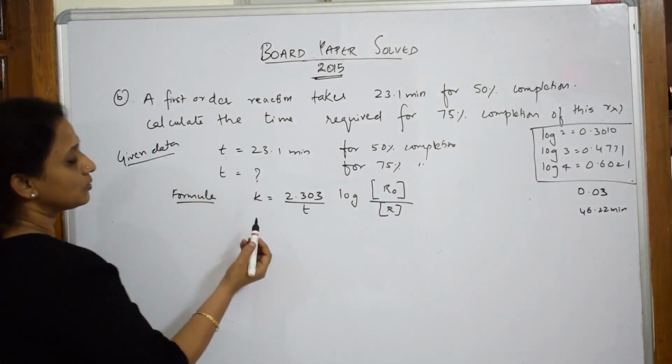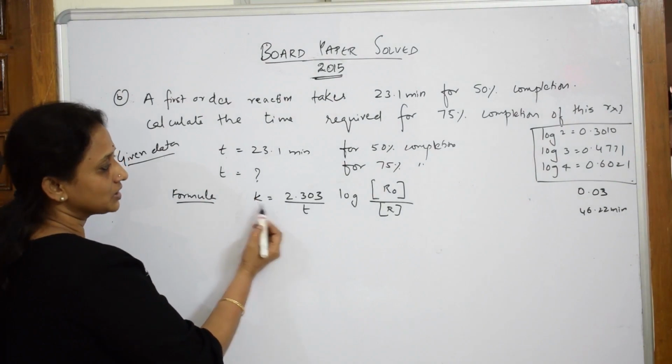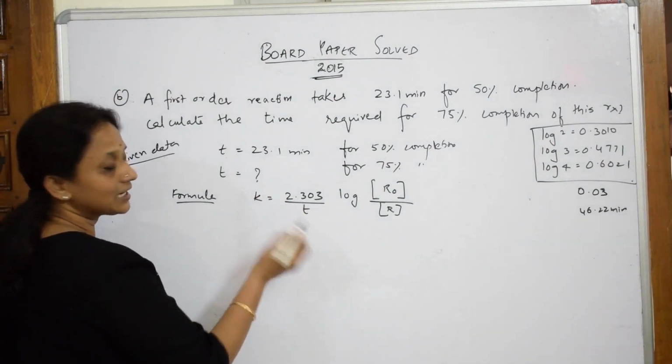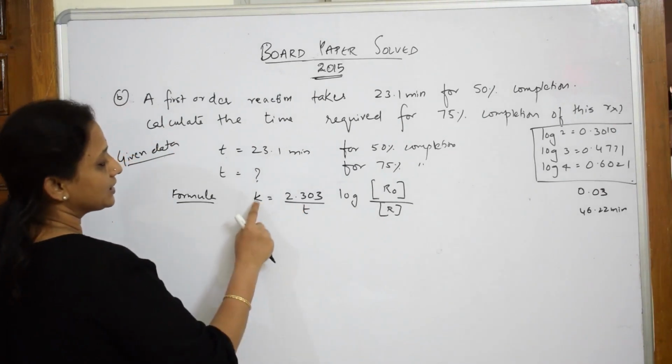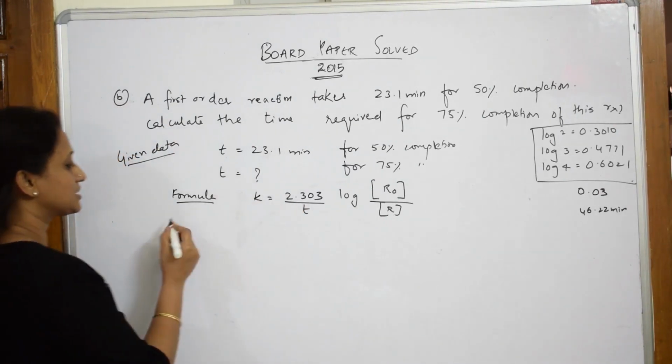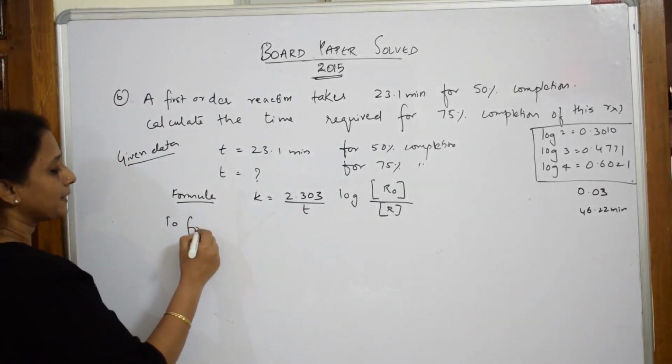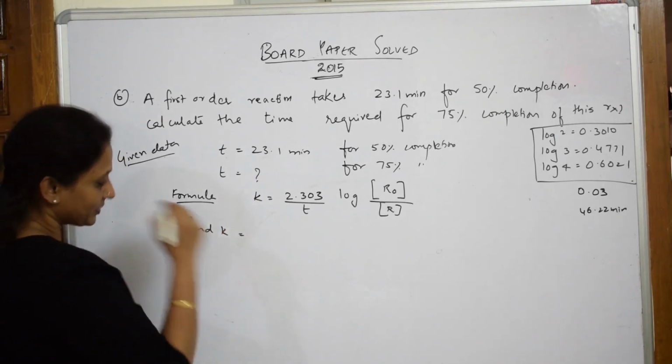Yes. Now what is there? Do we have k here? Because I have to find t, isn't it? The two can't be unknown. One should be known, isn't it? So I have to find t. So find out k first. To find k, what do we know?